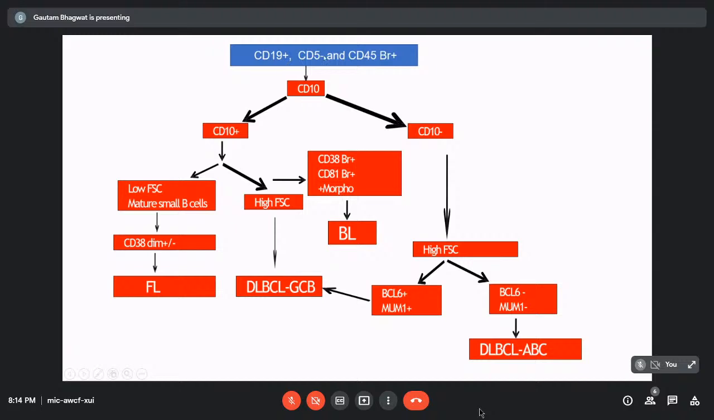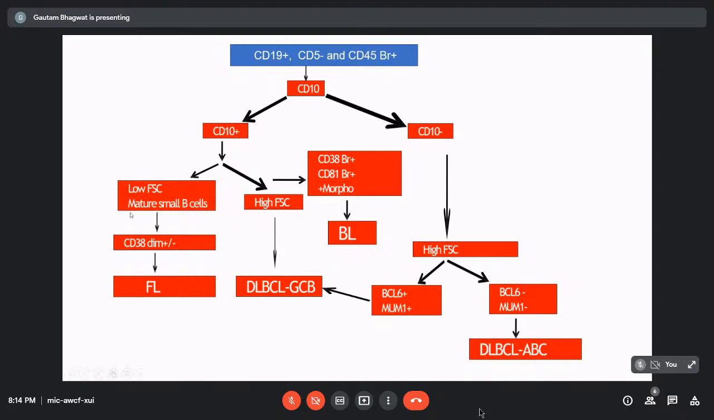If CD19 is positive but CD5 is negative, then what is the next marker that we will look into? We will look into CD10. So now see, if CD10 is positive, what I am talking about is CD19 and CD10 positive. Now if you remember, CD19 CD10 positive cells are also present in my pre-B acute lymphoblastic leukemia. But here what we are talking of is a bright CD45 expression. So that has to be kept in mind.